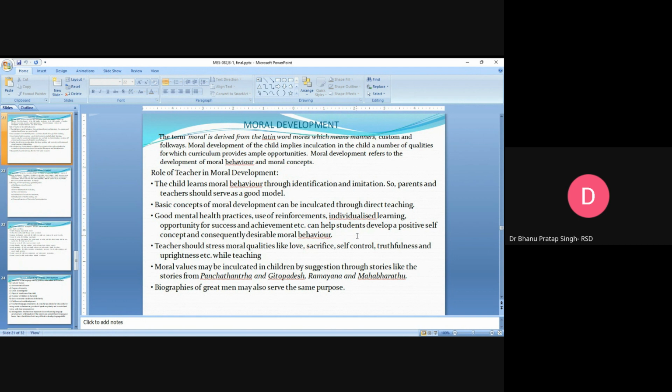Moral values may be inculcated in the child through suggestions, by telling stories, even poems, and many stories from important books like the Panchatantra and the Gita, the Ramayana and the Mahabharata. These are also good epics for inculcating moral values among children. Biographies of great men may also serve the same purpose. Great men like our soldiers, our leaders, our educationists, our scientists, their biographies may also be shared with the children for their moral development.